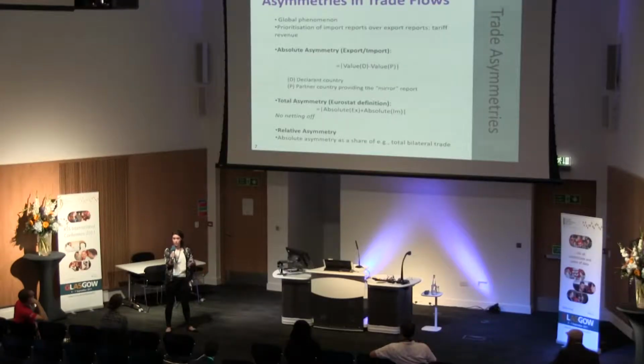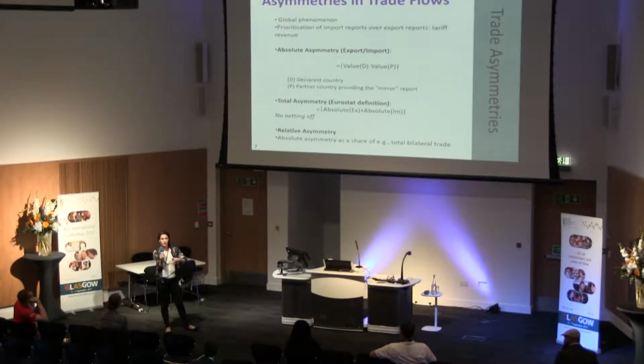However, if you don't want to just ignore your asymmetries and you don't want to potentially bias your sample just by looking at imports, there are a couple of statistical approaches you can take to measuring asymmetries. The first is absolute asymmetry, which is calculated on an export and import basis. So it's just the difference between the value of trade provided by the declarant company or country.